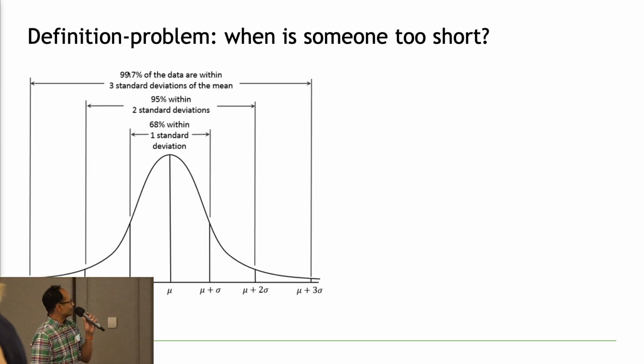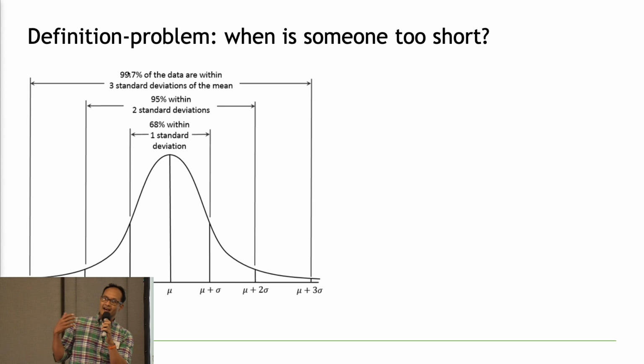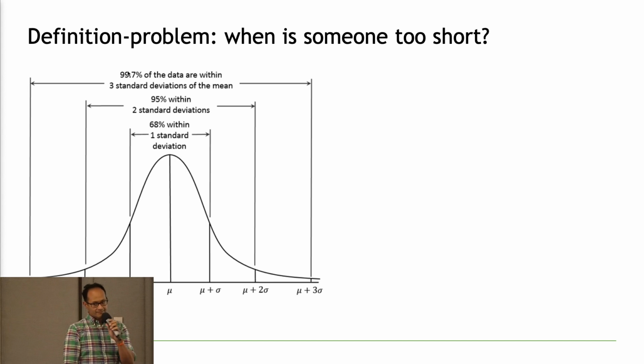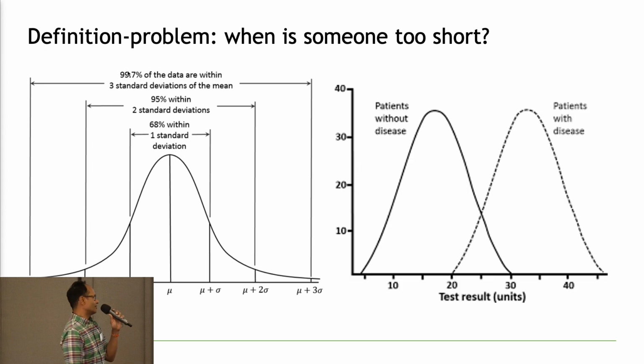So first, there's a definition problem, because what is short stature? When is someone too short? We all know that height has a normal distribution, so there's a variation within the population, and it's normally distributed, so it's a Gauss curve. But the problem is with pathological short stature, there's a certain overlap. There are patients without the disease, the healthy population, and there's a population with the disease, the pathological population. But as you can see, there's always a small overlap.